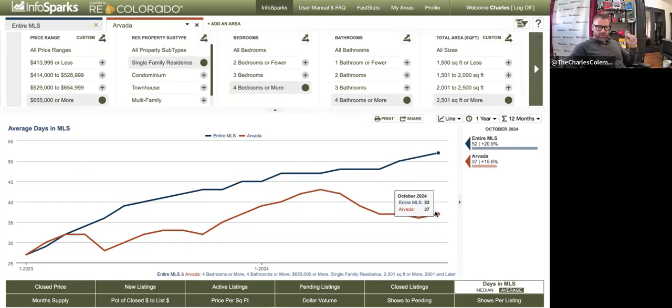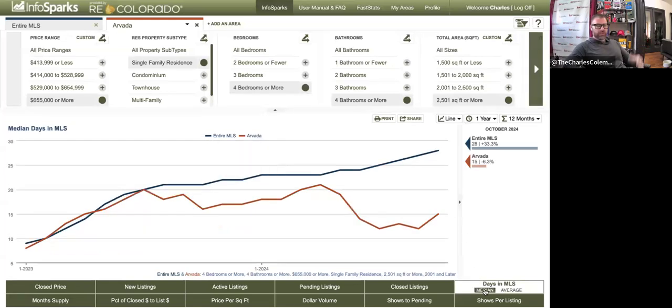We're still looking in Arvada, and it's kind of interesting. As we go through here, we can see that the average days on market in Arvada is 37 versus the rest of the MLS, which is 52. So even in Arvada specifically, and I get that there are outliers, especially when we're dealing with rural areas, it's taking 37 days to sell versus 52 in the rest of the MLS. But let's say that we price the home right.